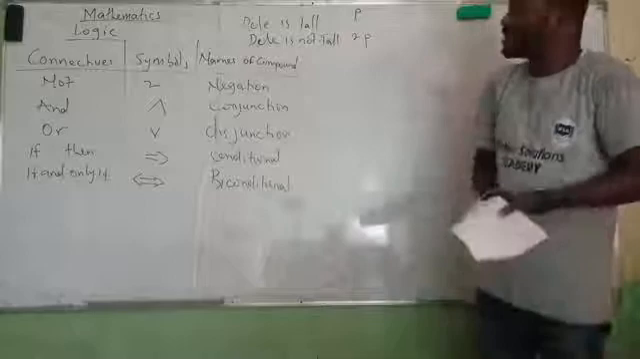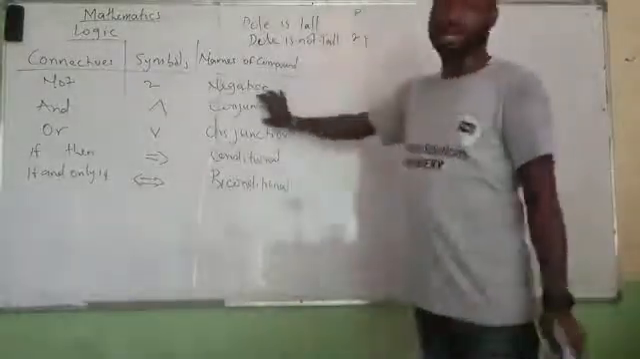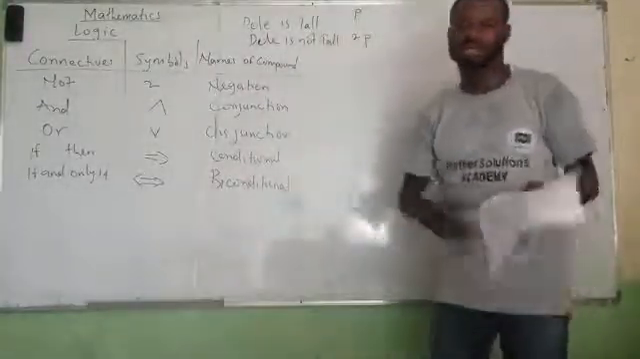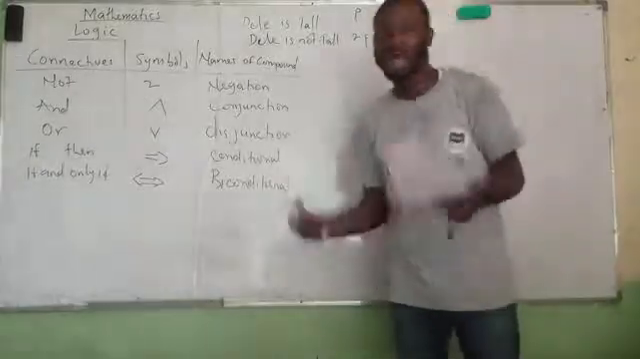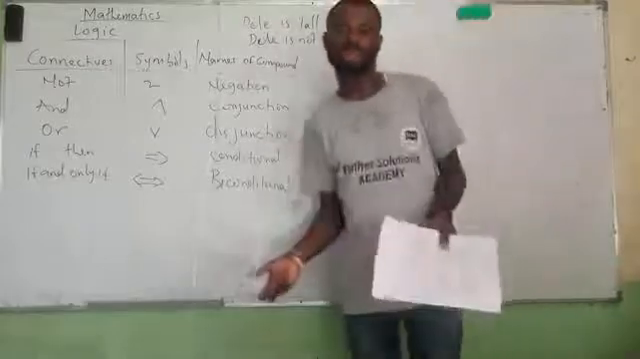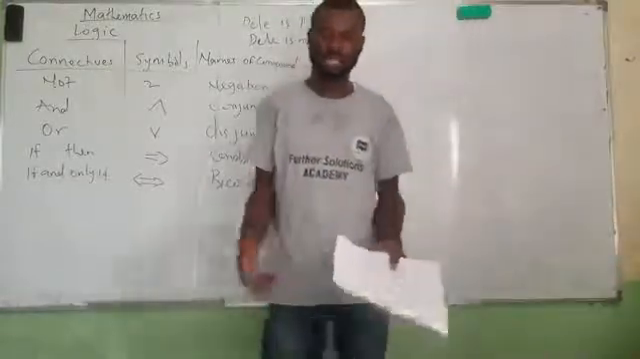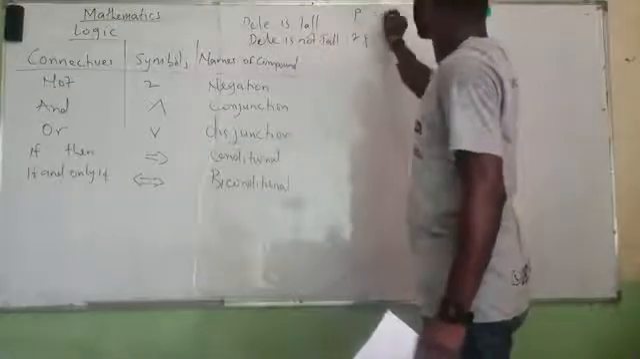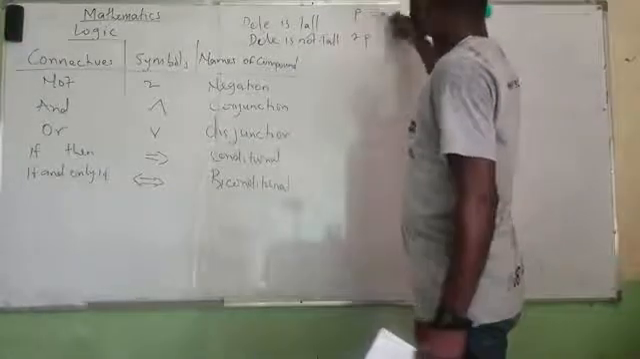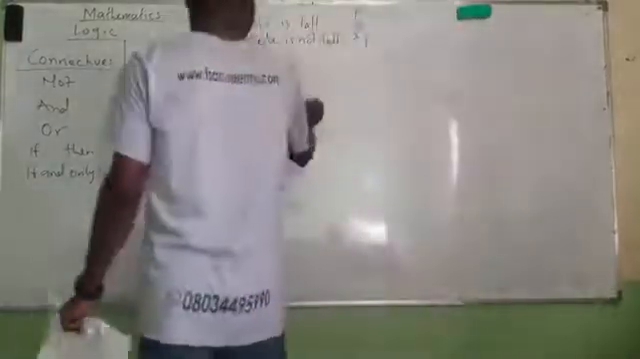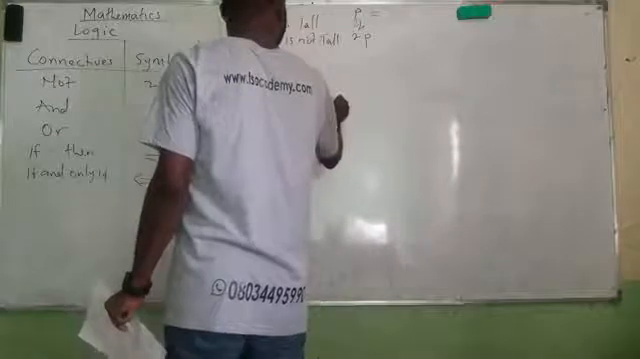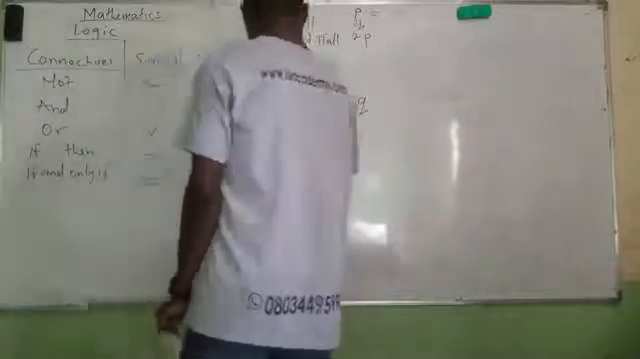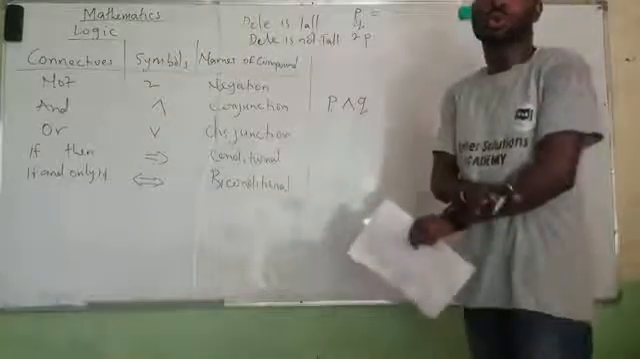Now, conjunction means anytime you see and, you will surely talk about what? Conjunction. Dele is tall and is handsome. Nigeria is a country and Ilupeju Ekiti is inside Nigeria. Now, Nigeria is a country, that can be P. Ilupeju is Q. If I want to represent that, it will be P and Q.